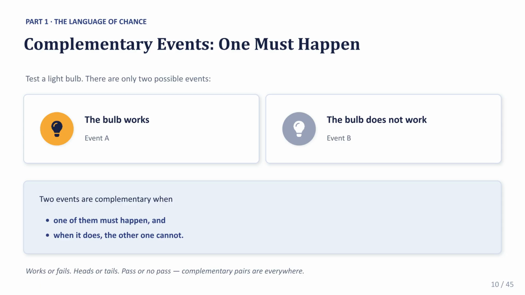Complementary events are a powerful concept. They happen when a scenario is split into 2 outcomes. One must happen, and if it does, the other cannot. Light bulbs either work or they do not. This binary logic is the foundation for our next shortcut.